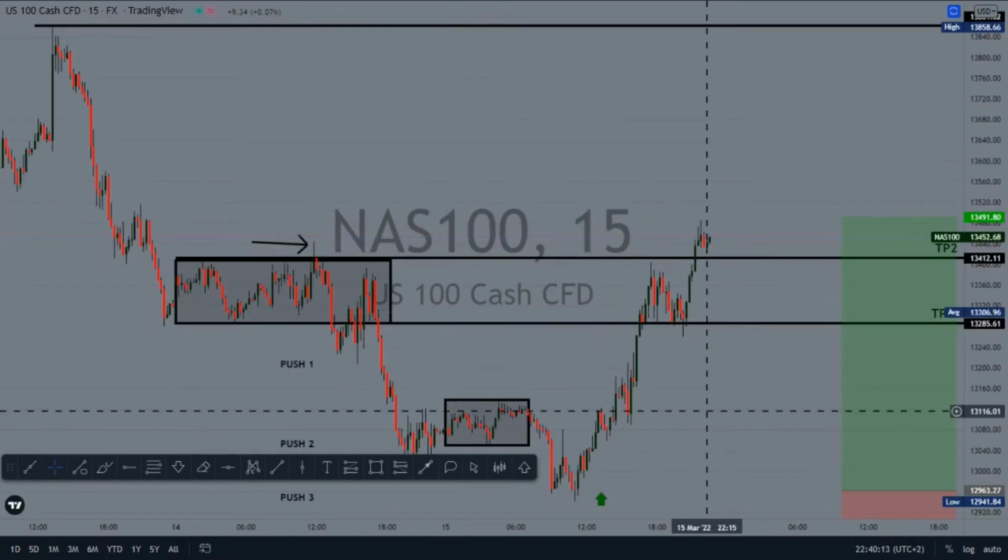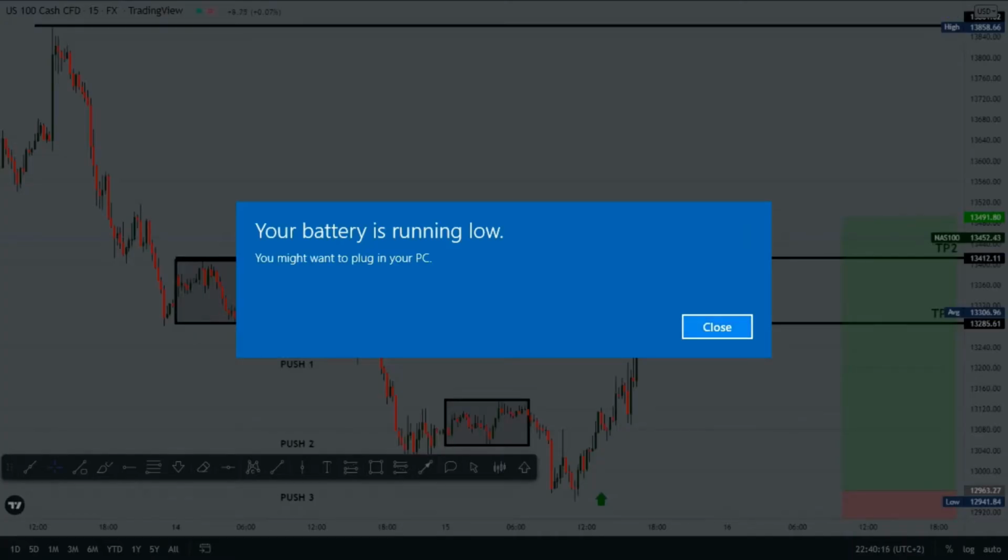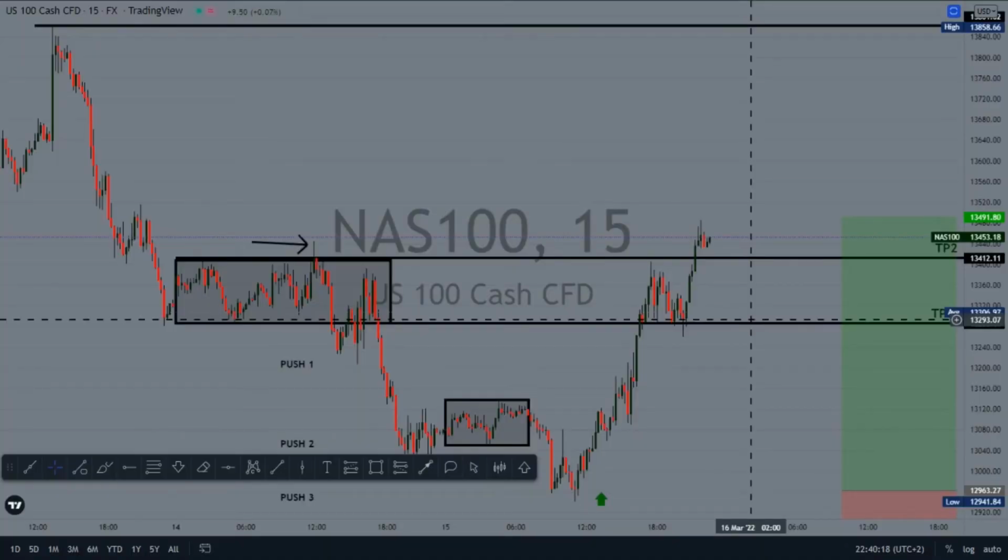Okay, my battery is actually low. Let me just put the charger on.